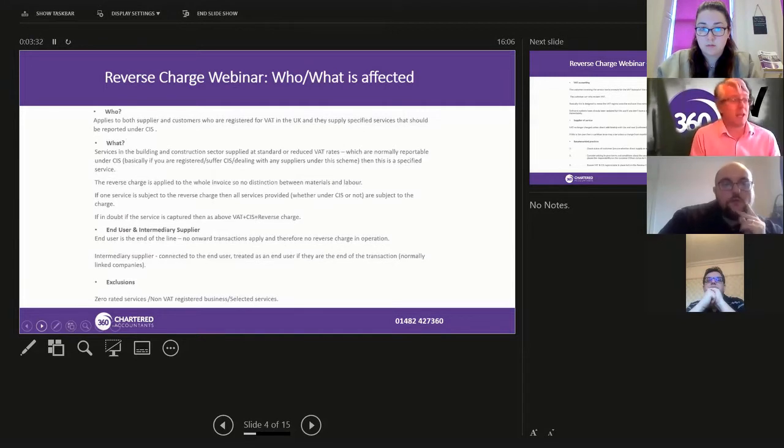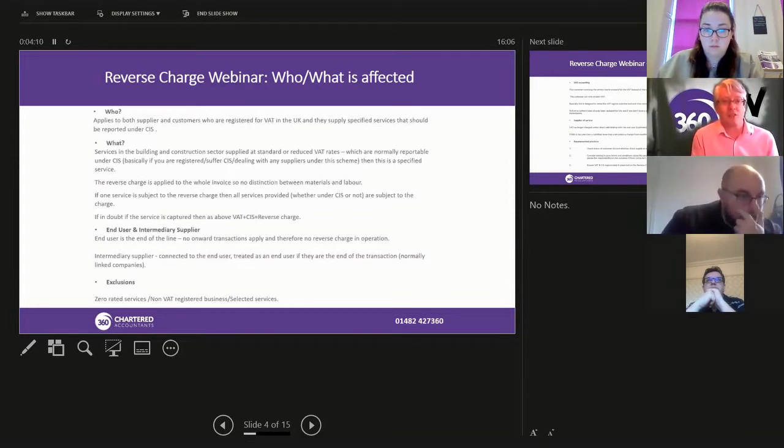As to what, I guess this is one of the trickiest bits of it, because there are some nuances in it, but generally it's services which are supplied at standard or reduced rates. If it's zero rated, then it's not within the scheme. And they're normally reported under the CIS regime. So basically, if you're registered, suffer CIS, deal with any suppliers under the scheme, and you've got a specified service, then you're going to be within the reverse charge regime.